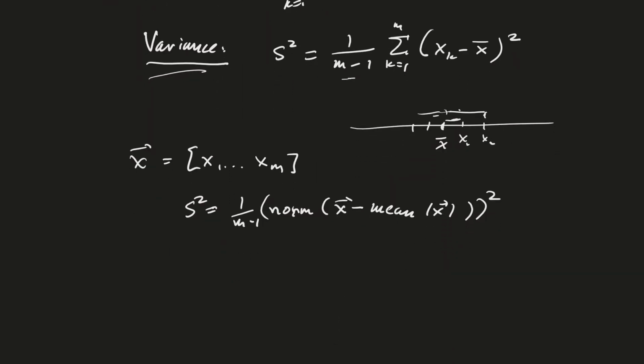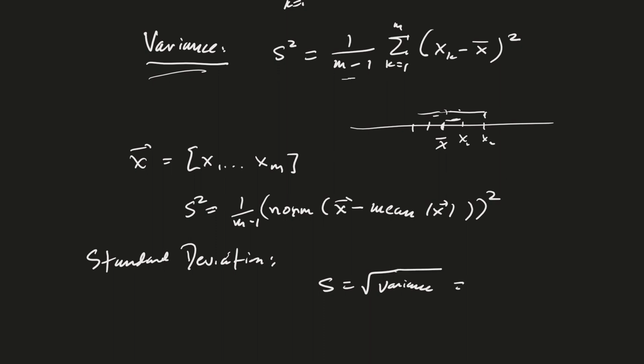And the standard deviation, we should remember, maybe from our classes long ago, standard deviation s is the square root of the variance, which is the square root of s squared. And that's why we're calling it s. Good. Okay.